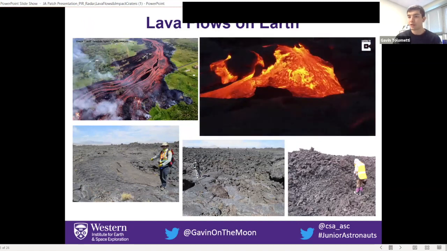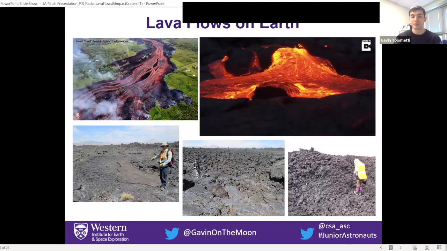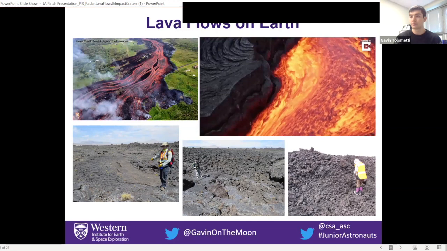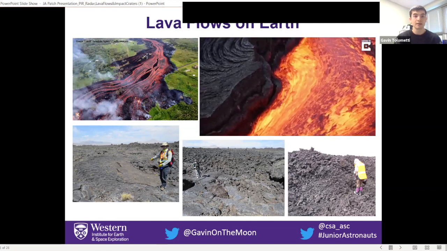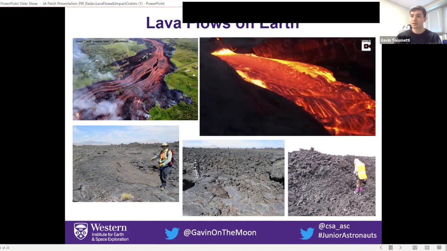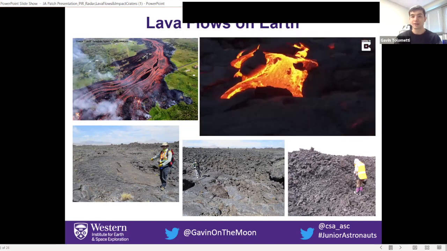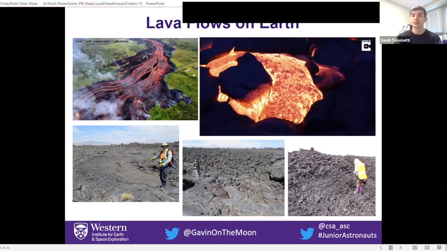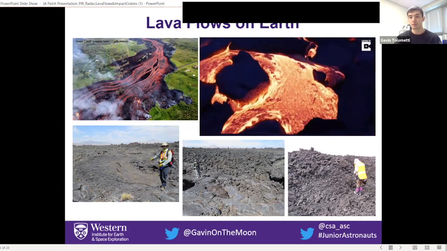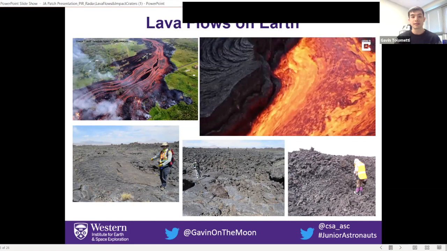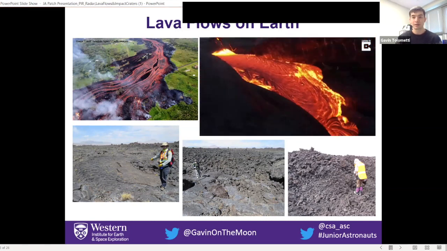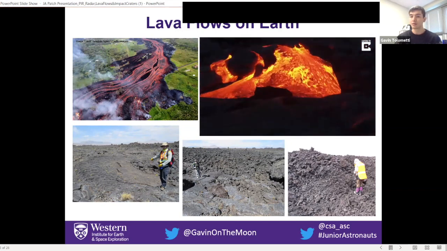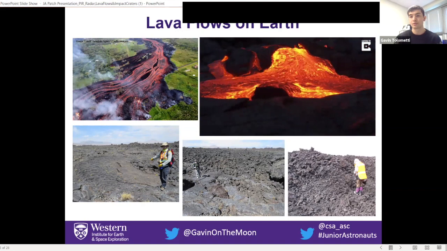So the video on the top right shows you how lava actually flows while it's still hot. And the one on the left is a flow from the Kilauea volcano on Hawaii, showing how it can form these channels that move away from the volcano itself. And at the bottom are pictures I've actually taken when I went to the field. When I went to Idaho in the United States, there was a huge lava field there called Craters of the Moon. And also in Iceland, the Holuhraun eruption, which happened in 2014.